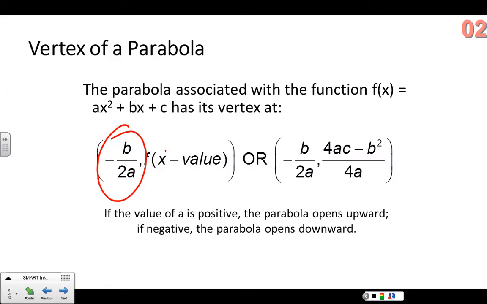The y value for the vertex comes from plugging this value back into the original function. Some textbooks actually have a formula for the y, but I think that's harder to memorize. So whatever we get when we do negative b over 2a, we're going to substitute that back into the original function to find the y value. If the value of a is positive, the parabola opens upward. If it's negative, the parabola opens downward.